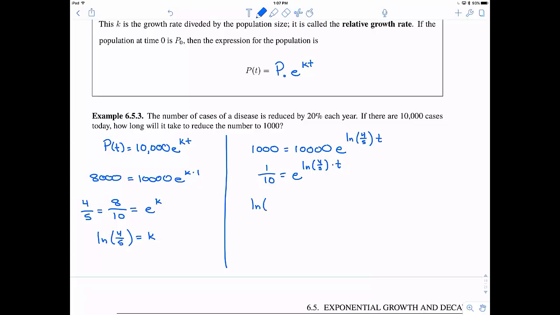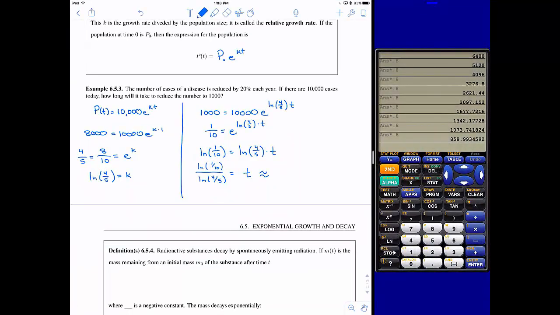And again, I'm going to apply a natural log to both sides to get rid of this exponential. And this is going to give me the natural log of 1/10 is equal to the natural log of 4/5 times t. And I can solve for t just by dividing by the natural log of 4/5. And now if I was on a quiz or an exam, this is how I would just leave my answer. But since we have our calculators, let's go ahead and plug this in really quick and see what it comes out to be. So the natural log of 1/10 divided by the natural log of 4/5 is equal to 10.32 years, since we're rounding.